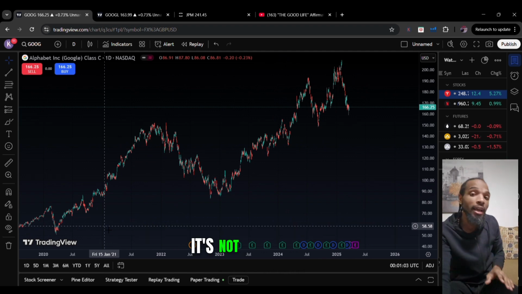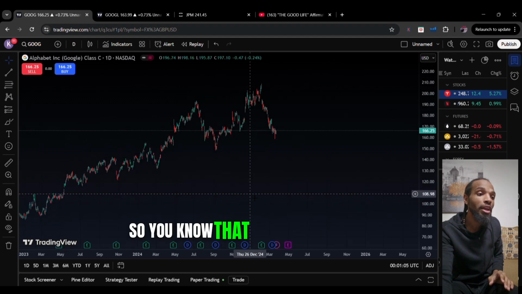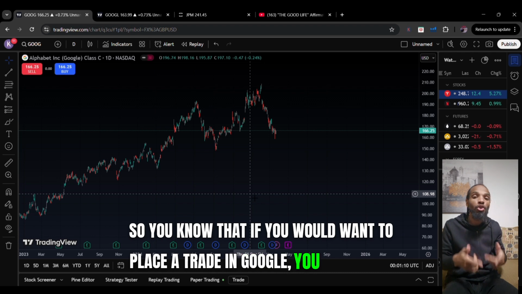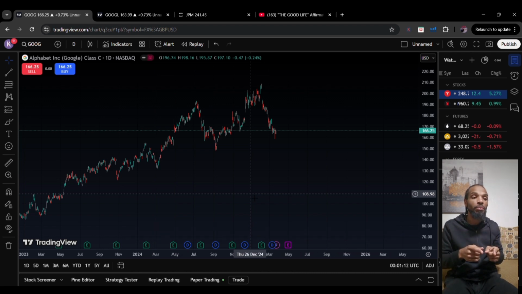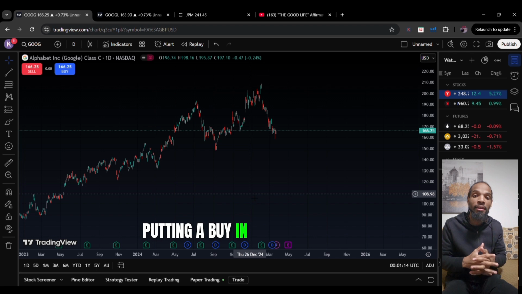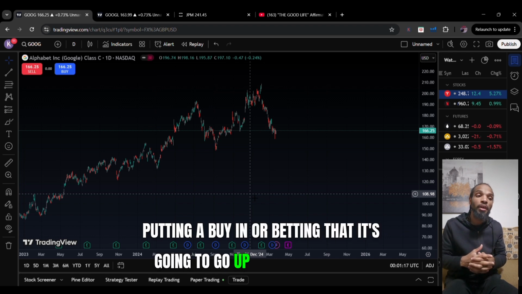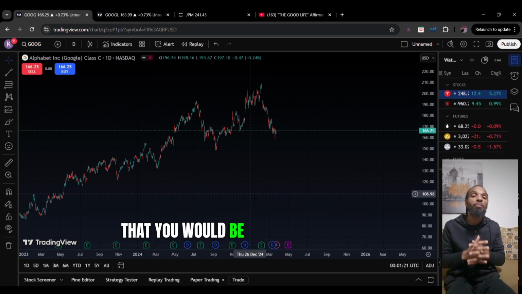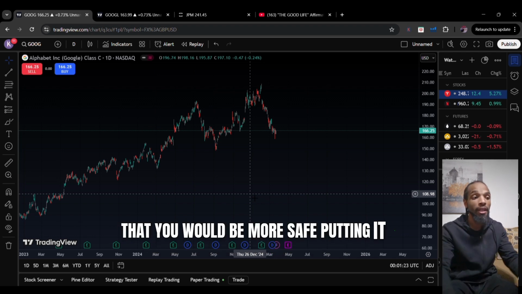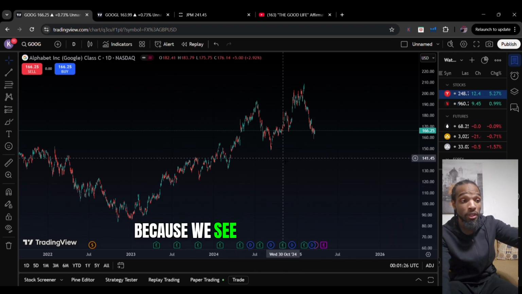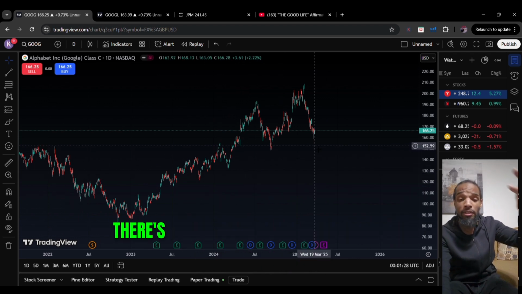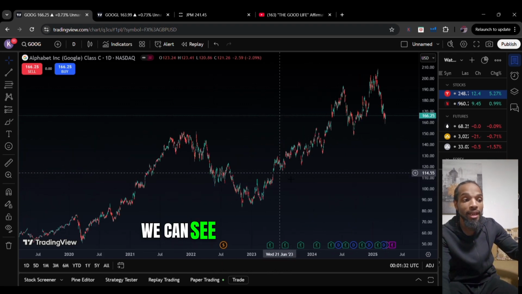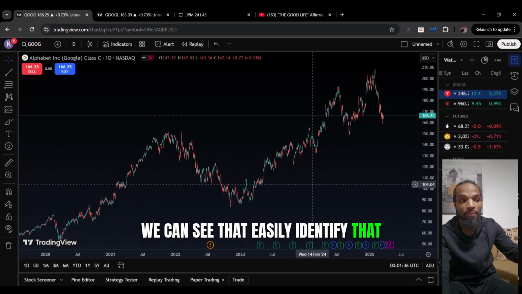And 5 years is not a lot of time. So if you wanted to place a trade in Google, putting in a buy, or betting that it's going to go up, is actually more beneficial for you. You would be safer putting it in on Google, because we see Google is constantly going up. There are some downs, but it's going up more than down. We can easily identify that.